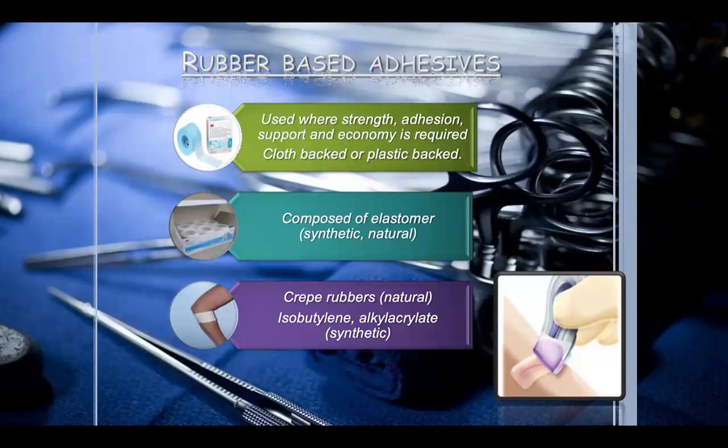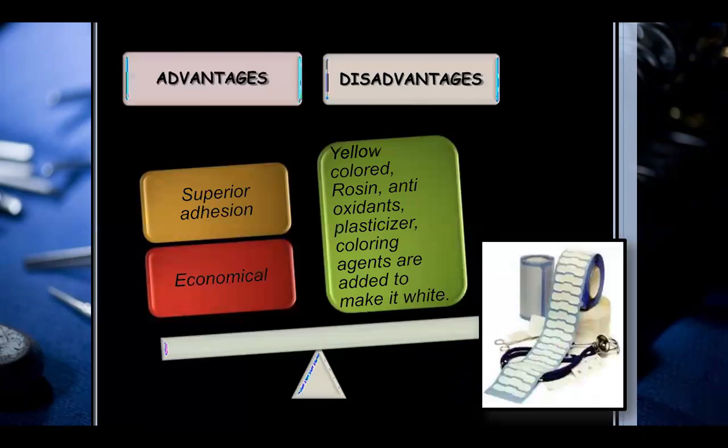Then rubber-based adhesives. They are used where strength, adhesion, support, and economy are required, so cloth backed or plastic backed has to be used. They are composed of elastomers, both synthetic and natural. Crepe rubbers, natural rubber, isobutylene, and alkyl acrylate synthetics are used in rubber-based adhesives.